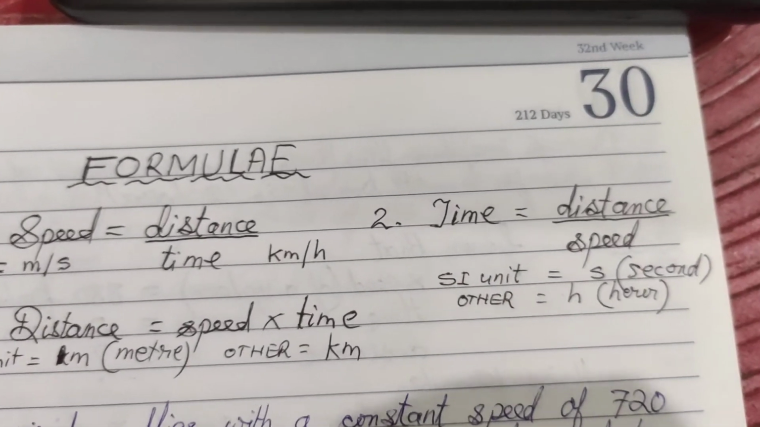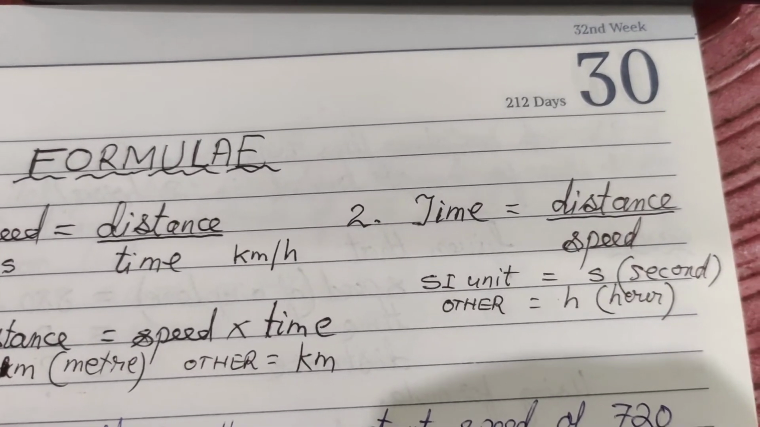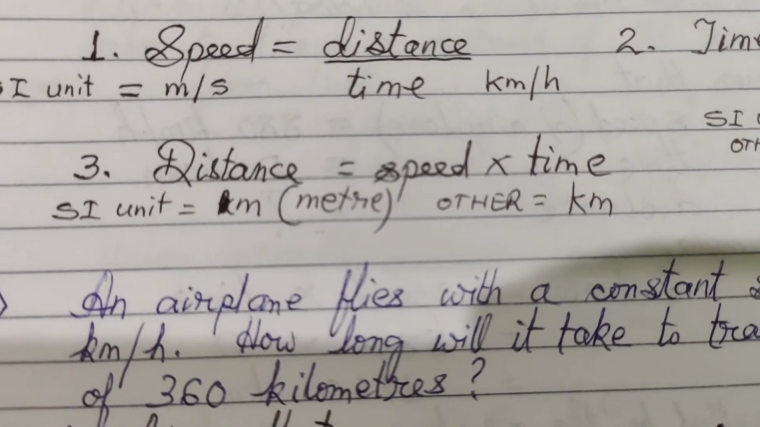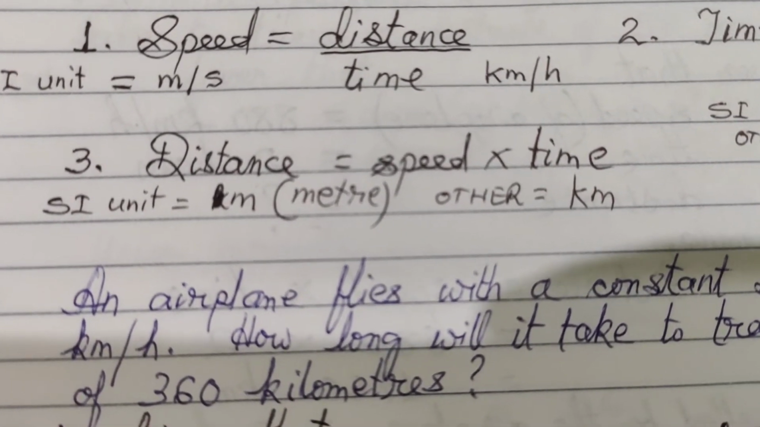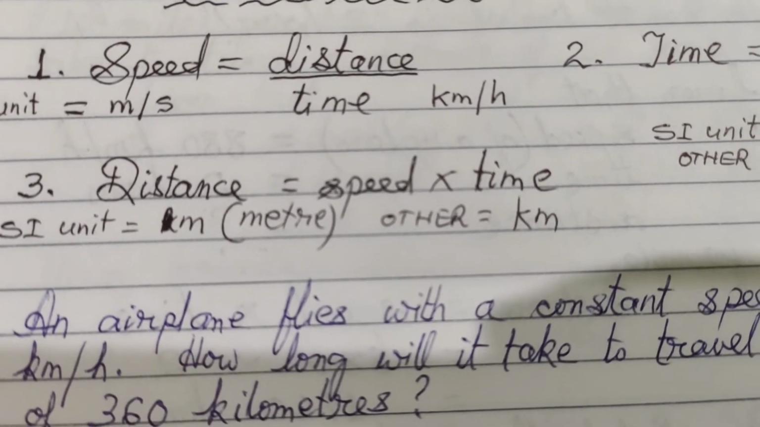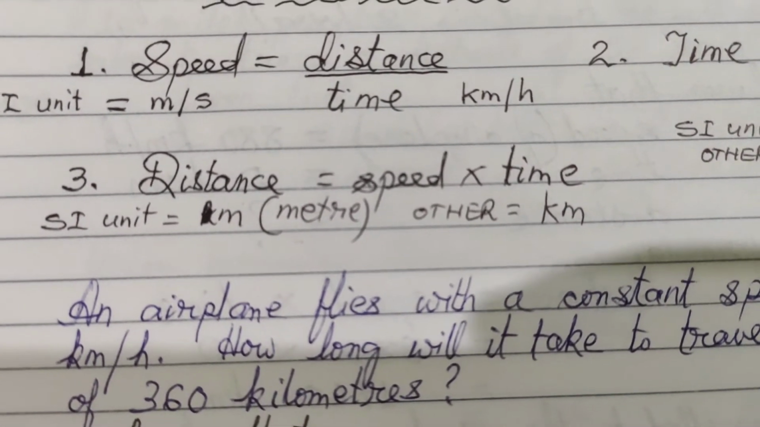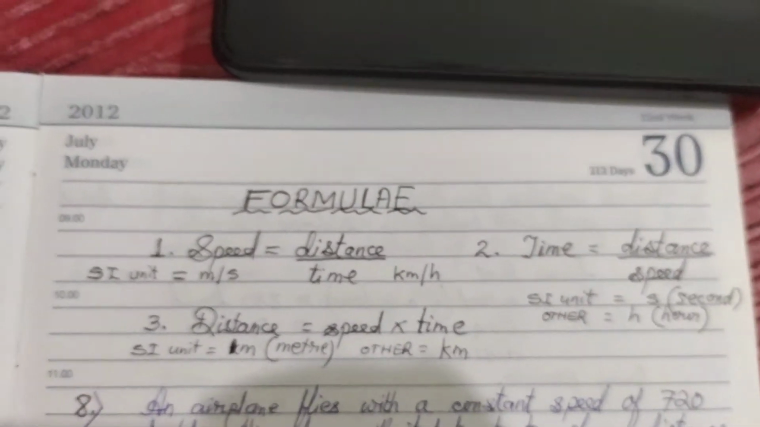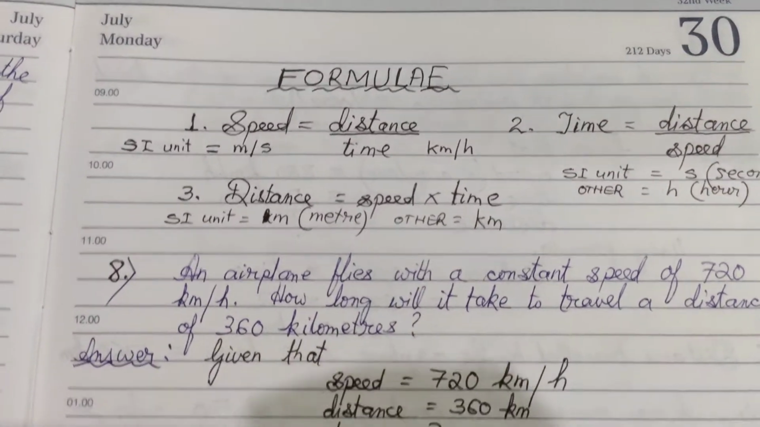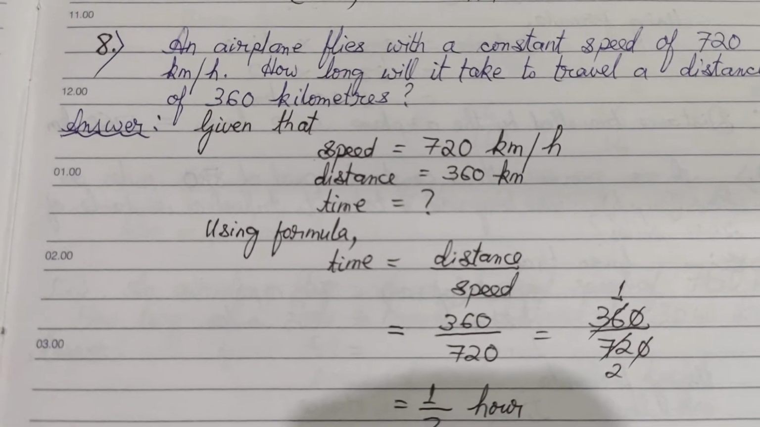Next comes time. SI unit is second, that is short form S, and the other unit is hour, short form H. Next comes distance. SI unit of distance is meter, okay, and the other unit that we can use is kilometer. There are other units also, hectometer, decameter, centimeter, millimeter, but usually these two are preferred, meter and kilometer. Okay, now knowing the formula and knowing the units of these physical quantities of speed, time and distance, now let us go and do the first problem that is given in your book dealing with speed, time and distance.